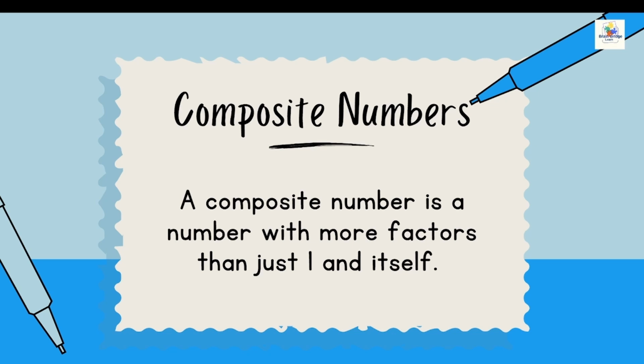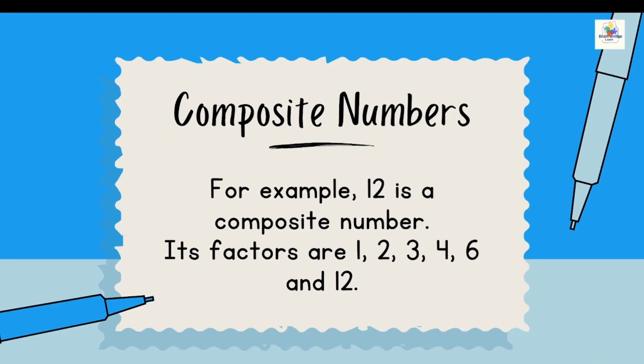So what is a composite number? A composite number is a number with more factors than just 1 and itself. It is the opposite of a prime number. For example, 12 is a composite number. Its factors are 1, 2, 3, 4, 6 and 12.